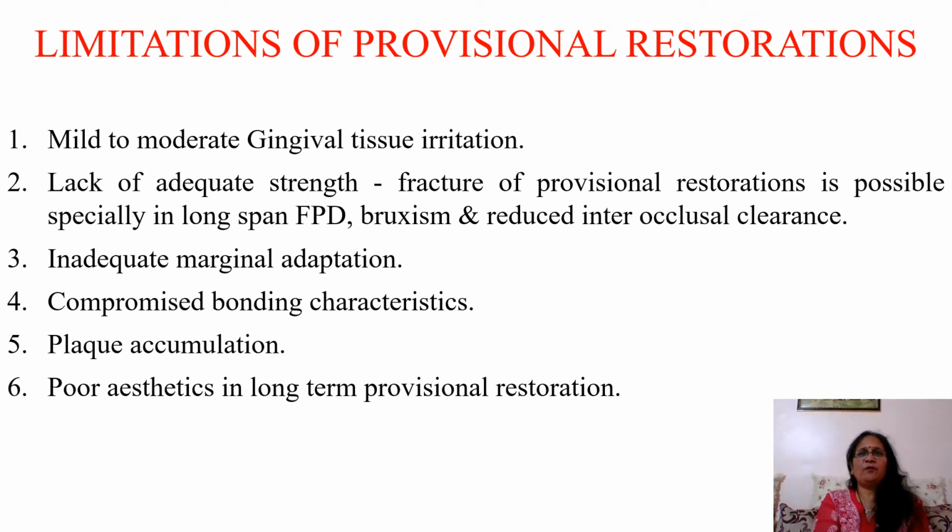What are the limitations of provisional restorations? They can provide mild to moderate gingival tissue irritation. They lack adequate strength. So fracture of provisional restoration is possible, especially in long span FPDs, bruxism, and reduced interocclusal clearance. Inadequate marginal adaptation, compromised bonding characteristics, plaque accumulation, poor aesthetics in long-term restorations.